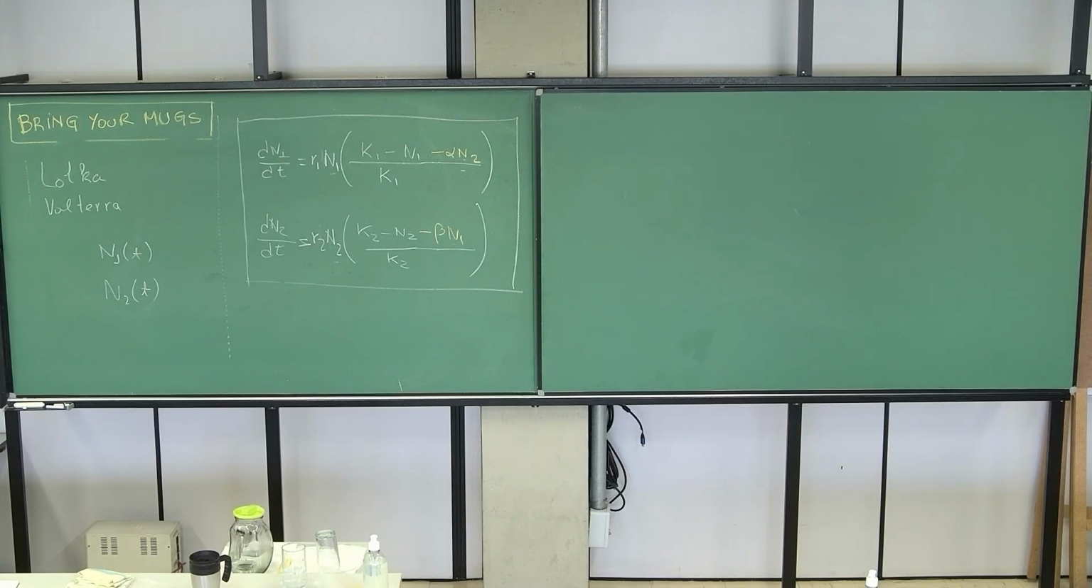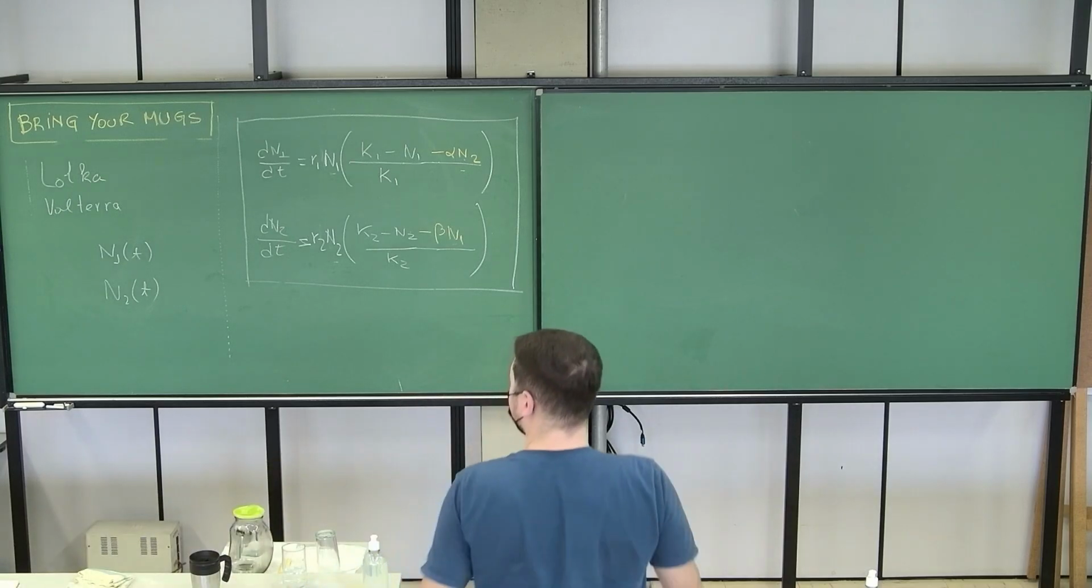Alpha and beta are phenomenological parameters. So in this case, is there any difference between alpha and R2? The growth rates of N1 and N2 are R1 and R2. What is the difference between R2 and alpha?